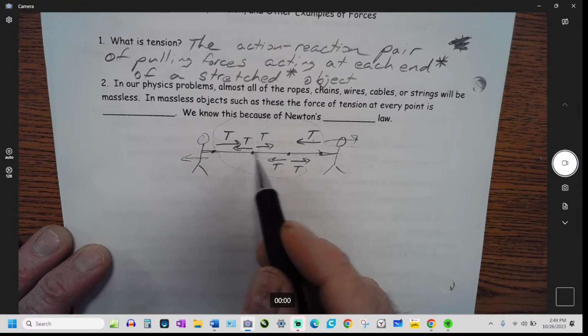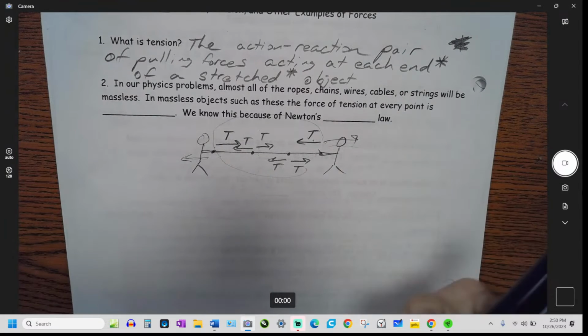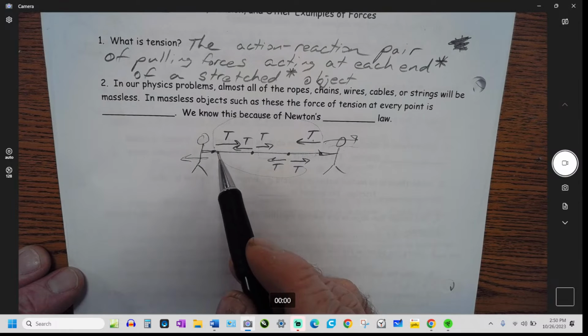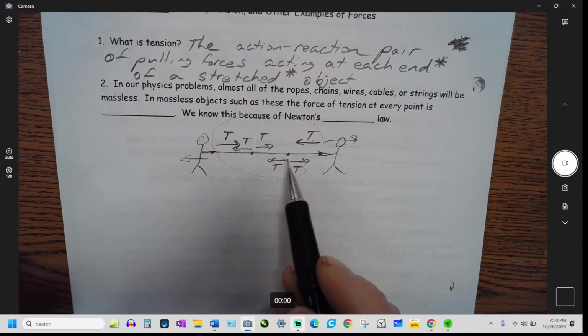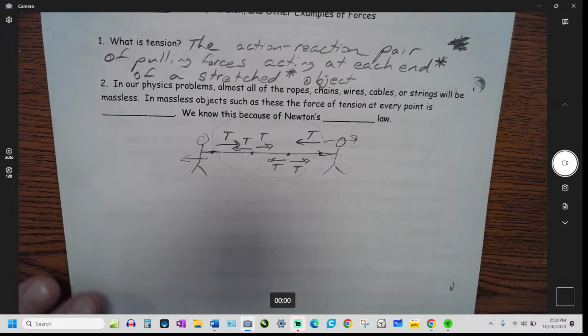Now, I said it's stretched. So what I mean is, it's tight. There's some pull there. It doesn't have to be stretchy though. It could be Kevlar. Kevlar doesn't stretch much. Could be a rubber band, which does stretch a lot, but it's just something that's taut.